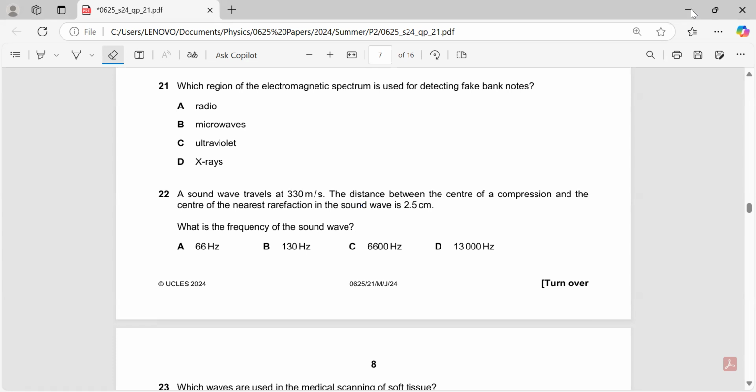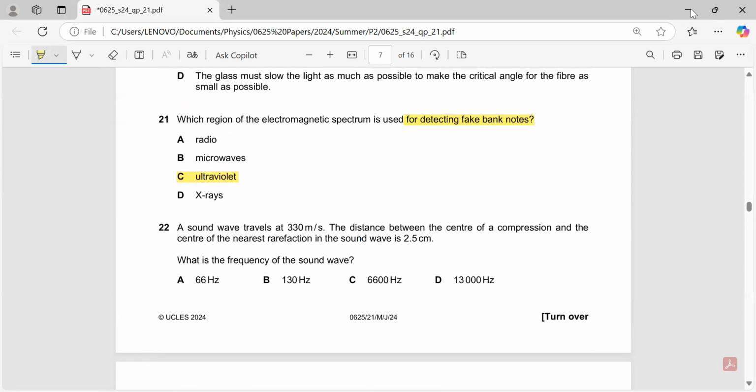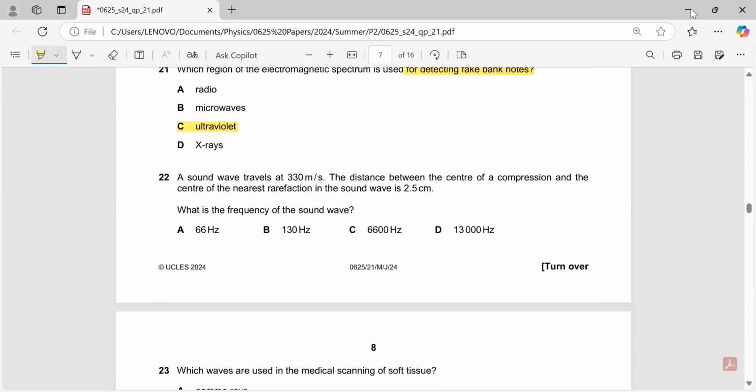So in question number 21, it states: which region of the electromagnetic spectrum is used for detecting fake bank notes? Okay. So for detecting fake banknotes, we are using ultraviolet rays. So that is the use of it. Actually, when we are using it, it's very easy for us to detect the fake banknotes.